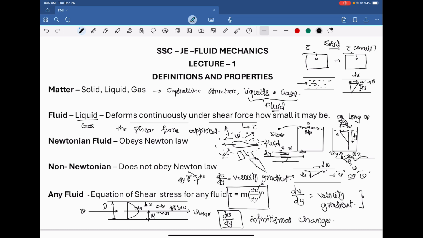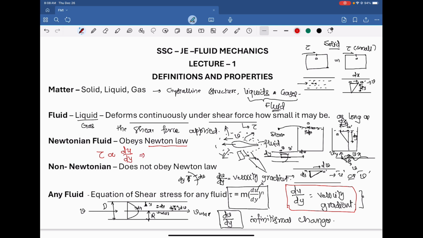That means this dv is very small, dy is very small, and dv by dy is equal to the velocity gradient. Please try to understand. This velocity gradient, there is a Newton's law in which shear stress is directly proportional to velocity gradient. This is Newton's law.